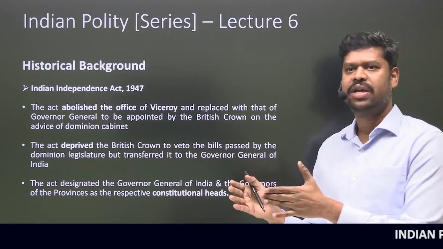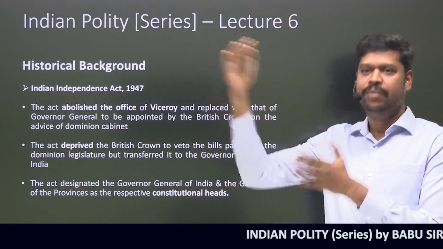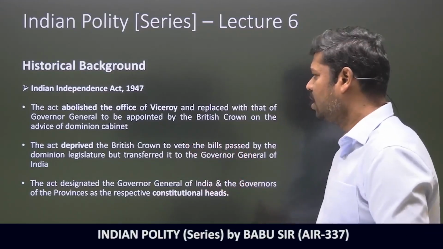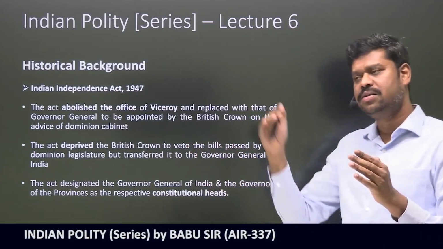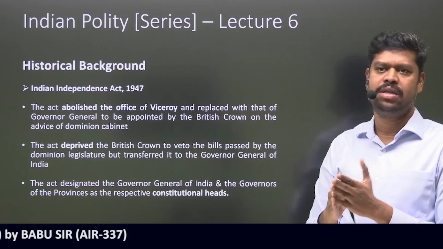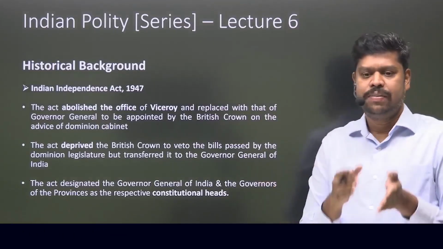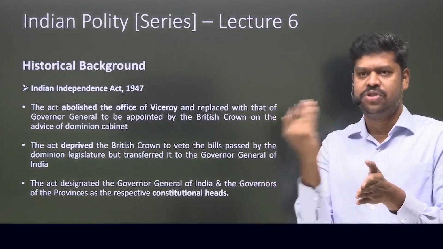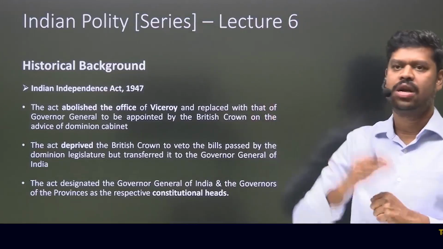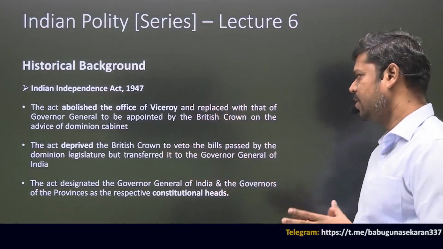And he continued to be the head of the state. Basically, he was representing the British Crown, because of the dominion status. But try to understand that this Governor General, who would be representing the British Crown, would be appointed by the British Crown, but on the advice of the Dominion Cabinet. That means in India, there would be cabinet ministers, and on their advice the Crown would appoint the Governor General, who would be the head of the state on behalf of the British Crown.